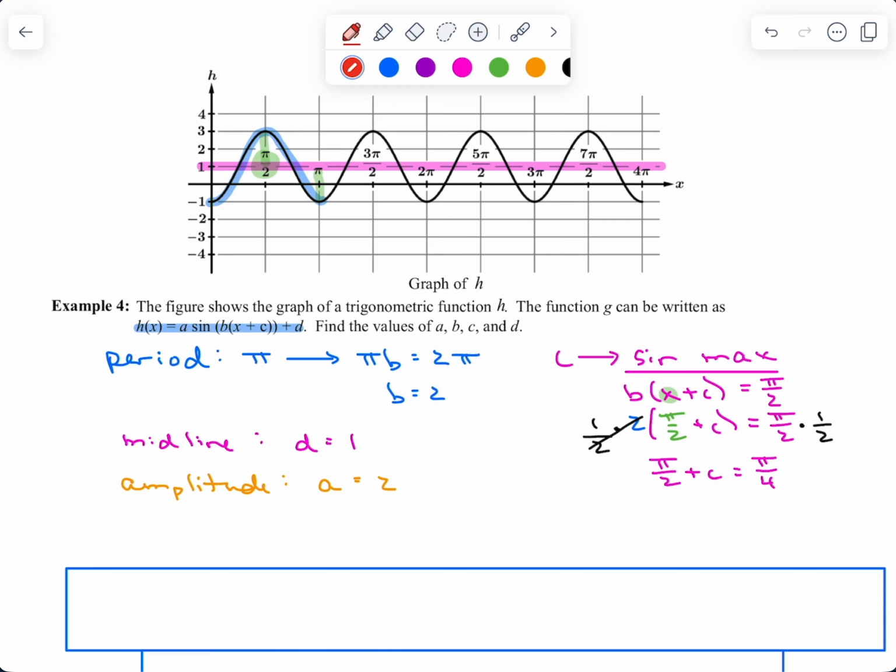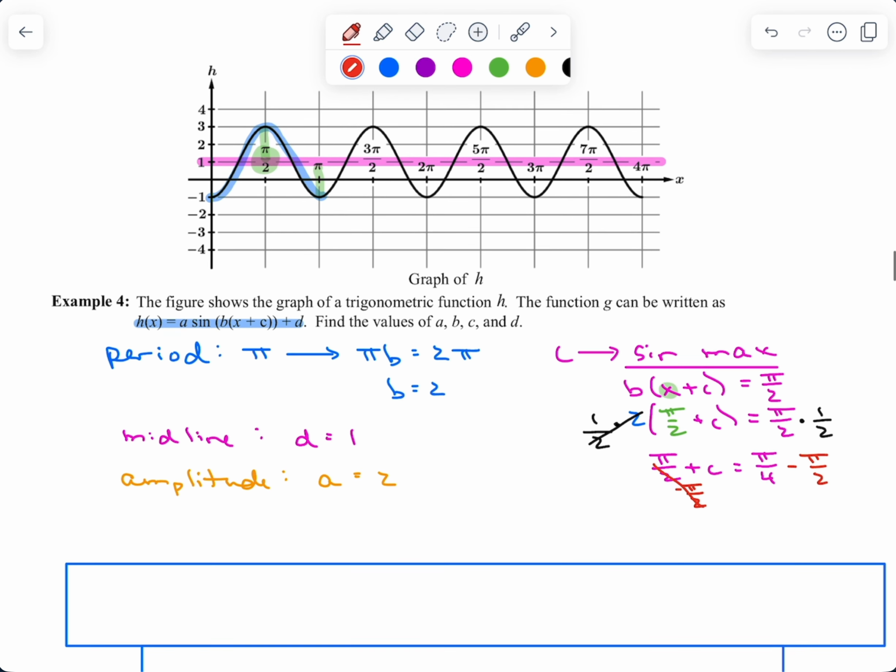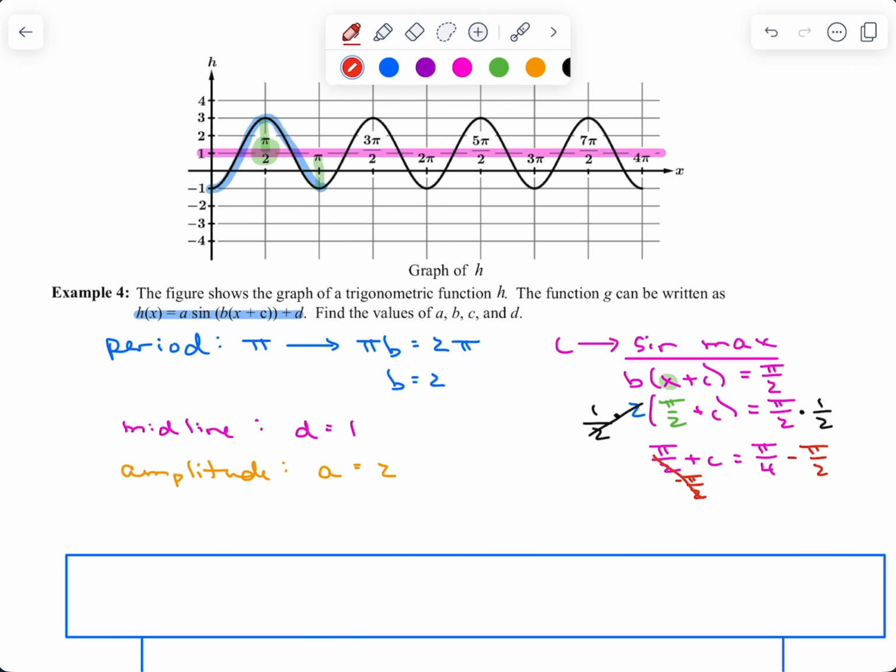Now, when I subtract this pi over 2 from both sides to cancel that out with c, I'm not going to be able to just cancel out like we did on the last one and get 0. Instead, I'm going to have to do some fraction work to figure out what c is. So I have to take pi over 4 minus pi over 2.